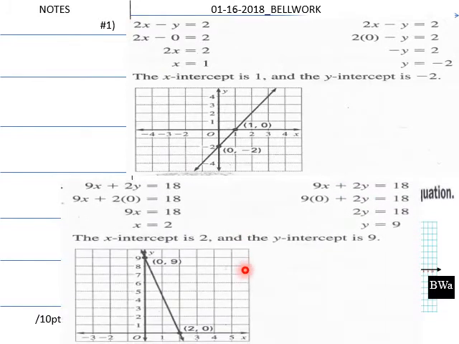For number 2 down here, you have 9x plus 2y equals 18. When y equals 0, x equals 2, so here's your x-intercept down here. Then your y-intercept over here: when x equals 0, y equals 9. So here's your y-intercept up here. You have a negative slope for number 2 on your bell work. That's what they should look like.